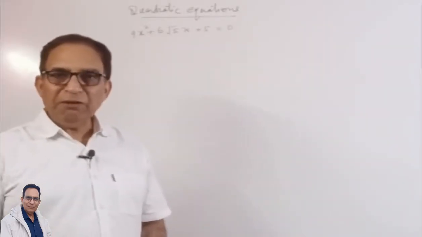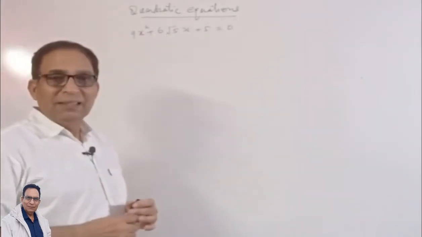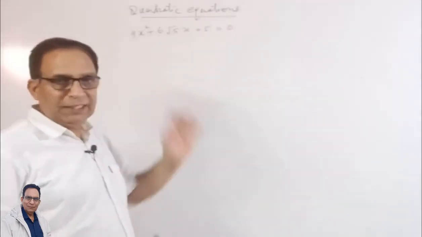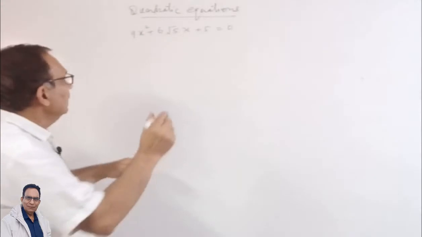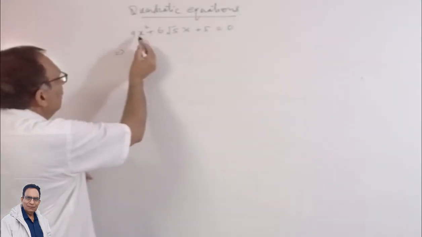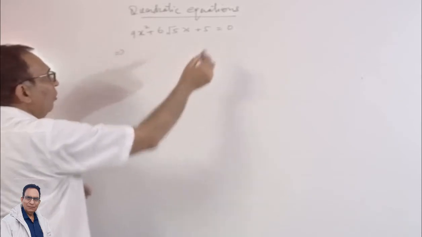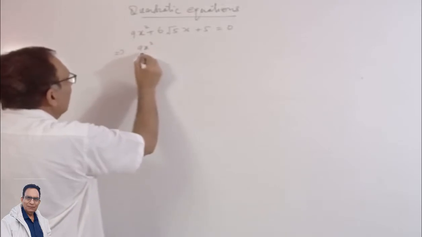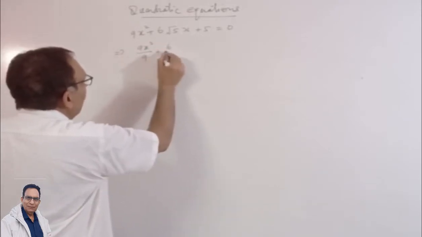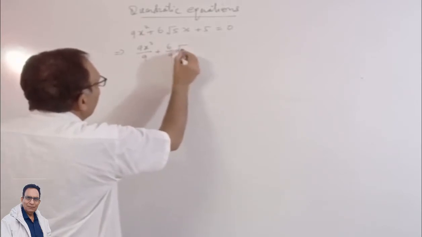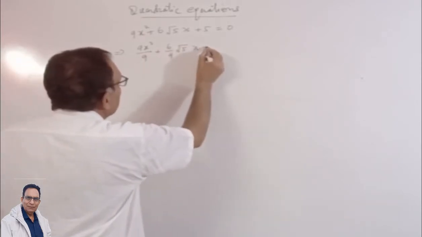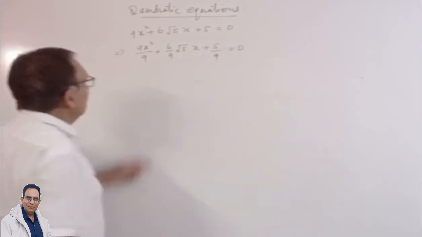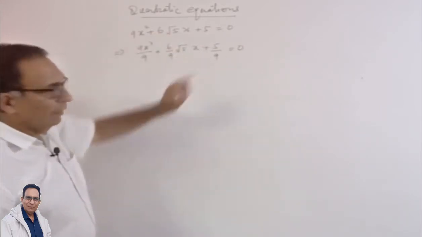Now, for the sake of practice, I am taking another example here to find the roots of x by completing the square on both the sides. So here the equation is here. What I have to do, the coefficient of x square is 9, divide the whole equation by 9. So if I do so, I write 9x square over 9 plus 6 over 9 radical 5 x plus 5 over 9 is equal to 0, because divided by 9, divided by 9, divided by 9.